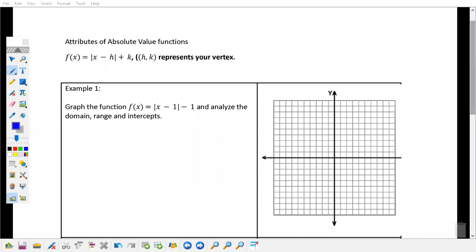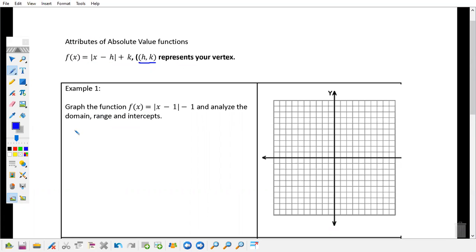Okay, guys. So today you guys are doing absolute value functions. Right here you have our standard form of writing. It's in vertex form. We have f of x equals a times the absolute value of x minus h plus k, and the h comma k represents the vertex. You're going to graph the function and analyze the domain.